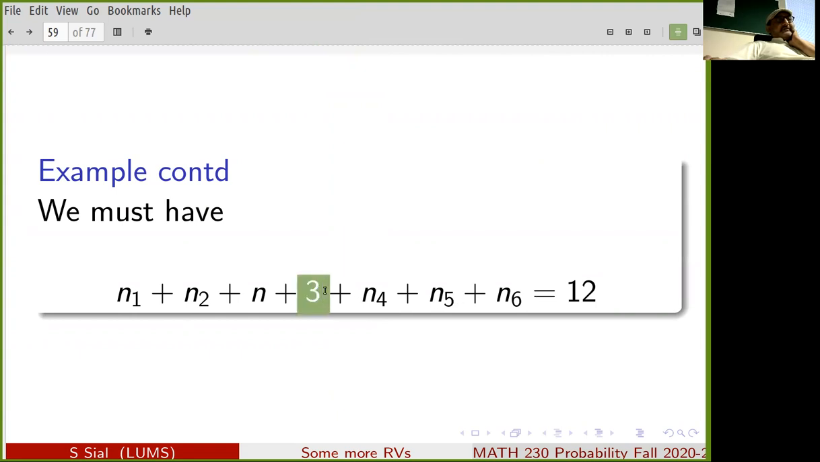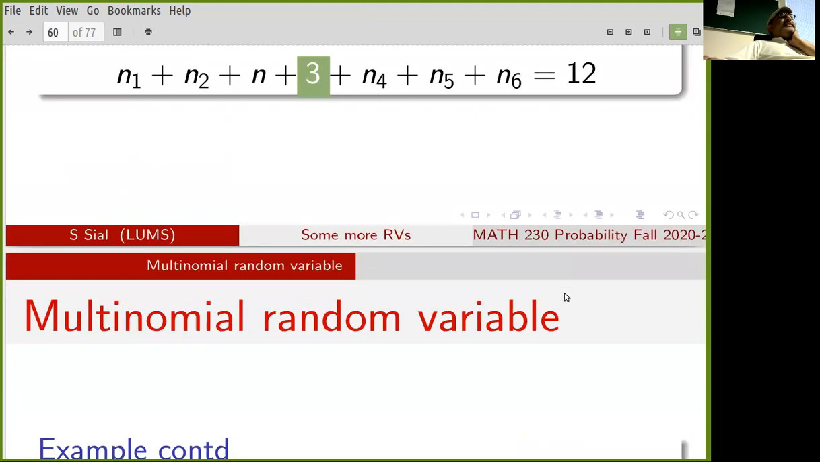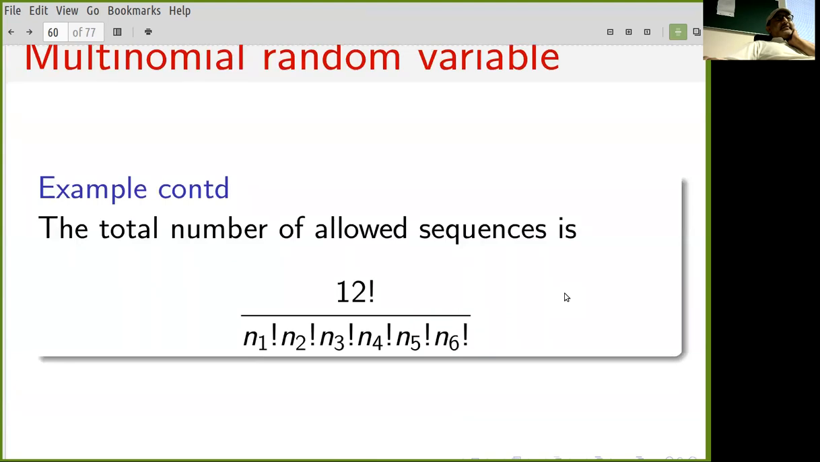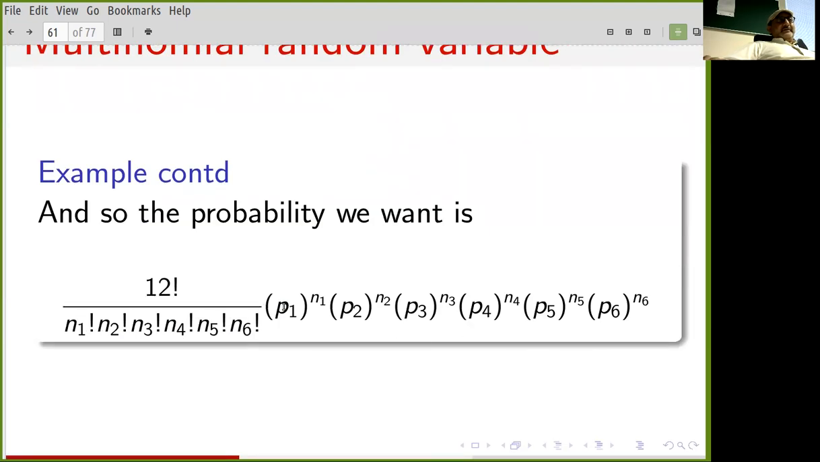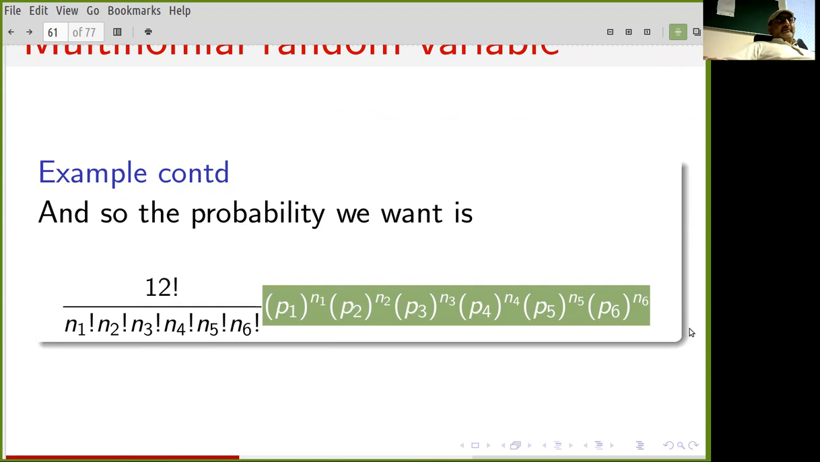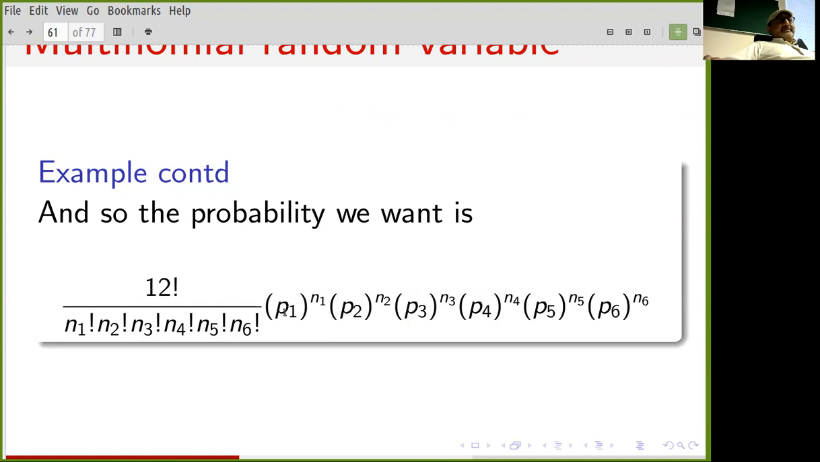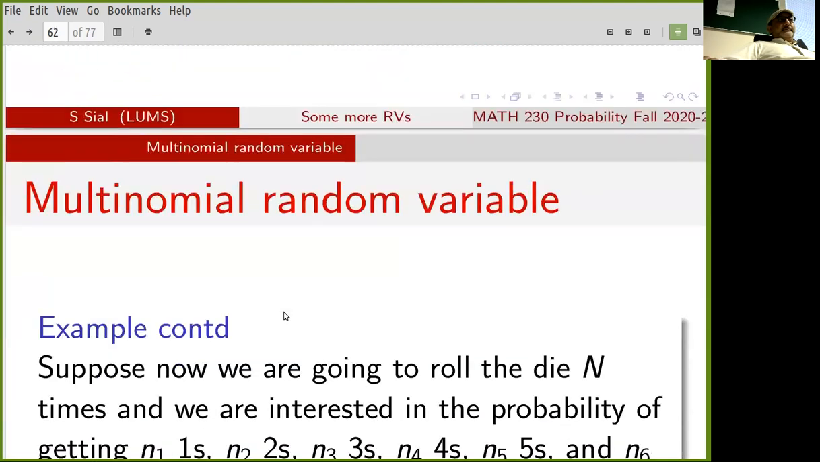There's a misprint here. That should be n sub 3. So then the total number of such sequences is 12 factorial divided by n1 factorial, n2 factorial, n3 factorial, n4 factorial, n5 factorial, n6 factorial. So now we multiply the probability for any particular sequence which meets our requirement, they're all the same, times the number of such sequences.